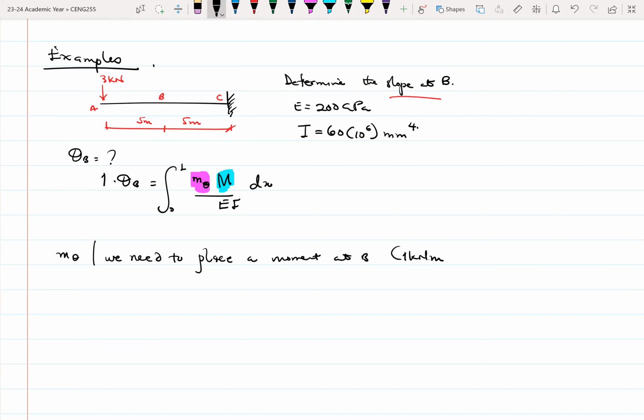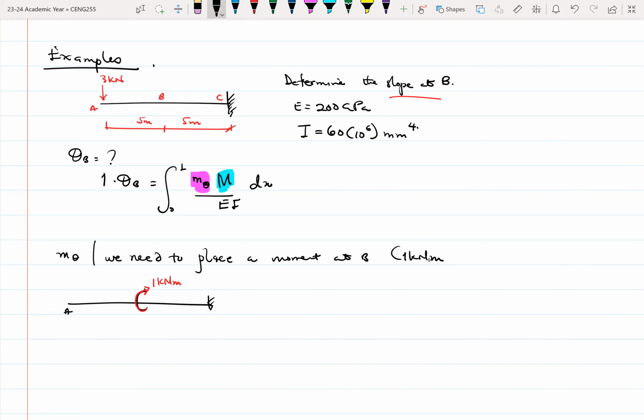Okay, so you take your structure that you have, of course, because we are finding the virtual moment, and then we place a 1 kilonewton moment at B. So this becomes what? A point moment. I think I mentioned this a few times already. So this becomes a point moment. And then we solve the beam as though it had a point moment. All right.